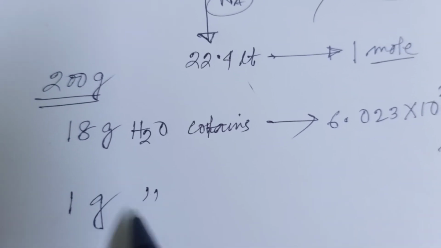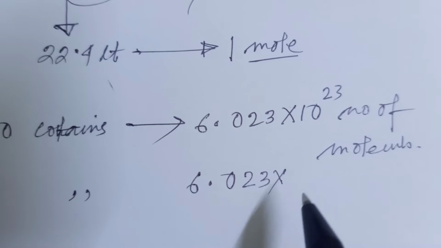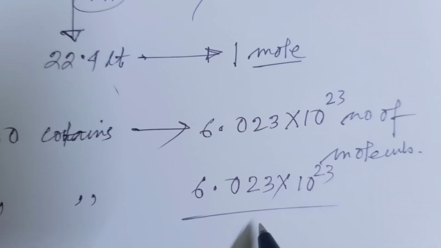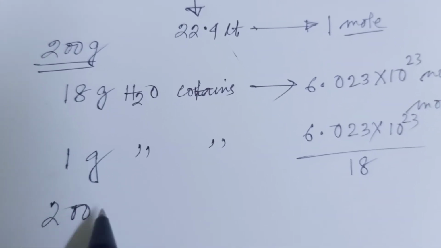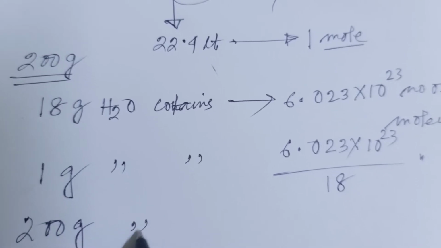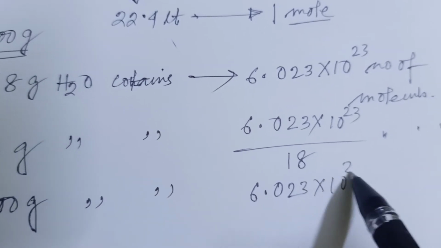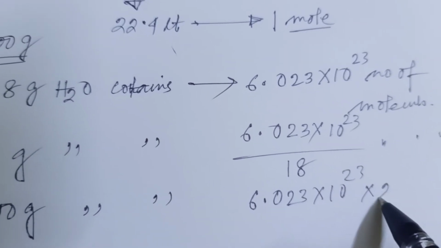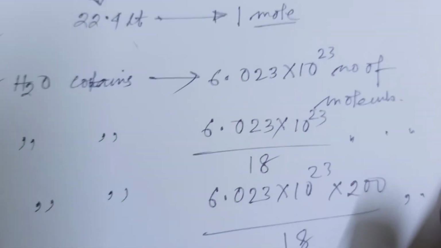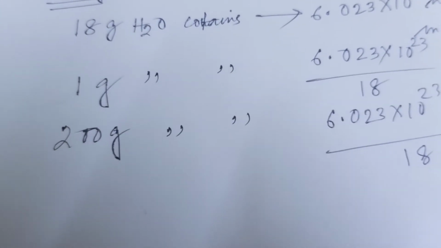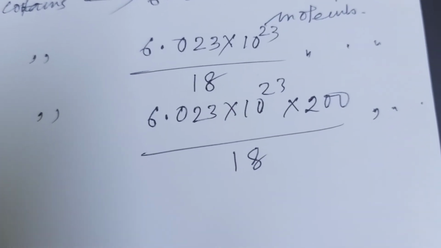1 gram of this contains, and this is so simple, unitary method. This is 6.023 into 10 to the power 23 divided by 18 number of molecules, and 200 gram. So it is a basic concept. 6.023 into 10 to the power 23 into 200 divided by 18 number of molecules. So 200 gram H2O contains this number of molecules.